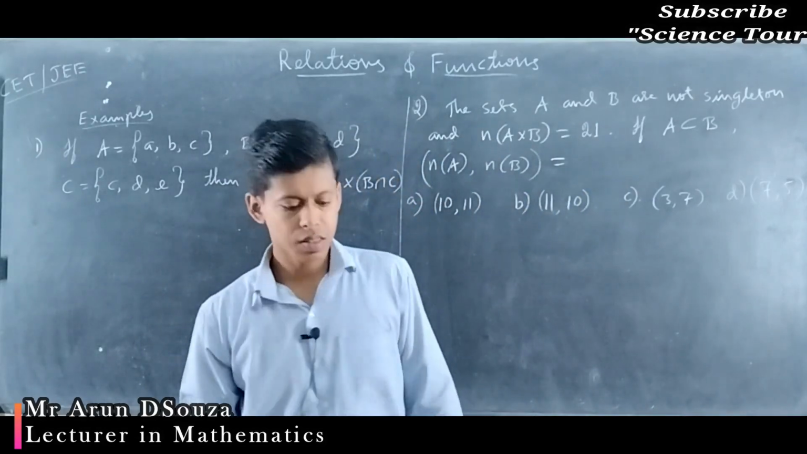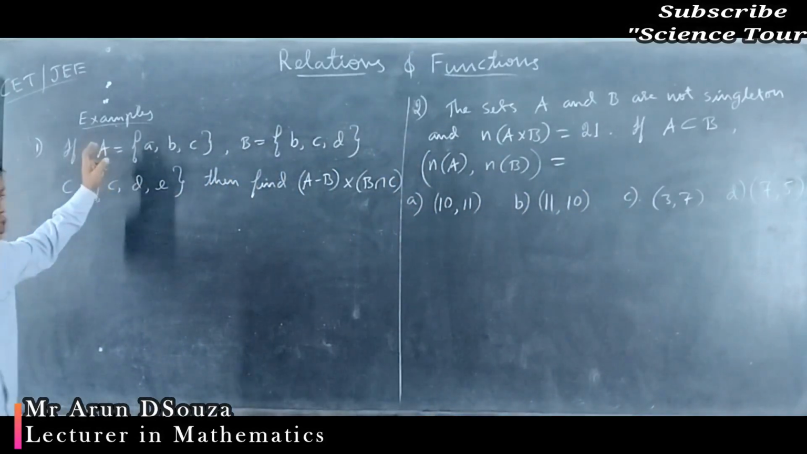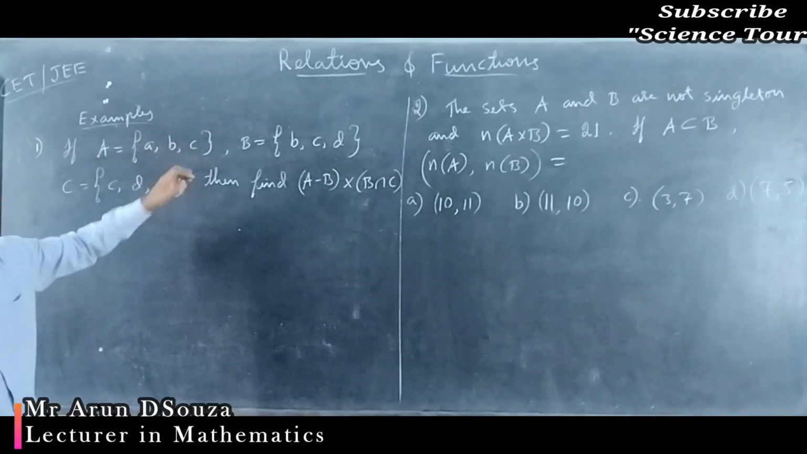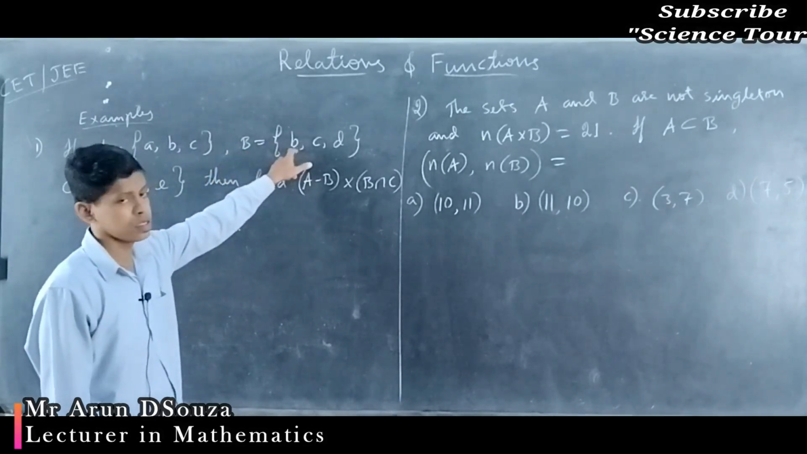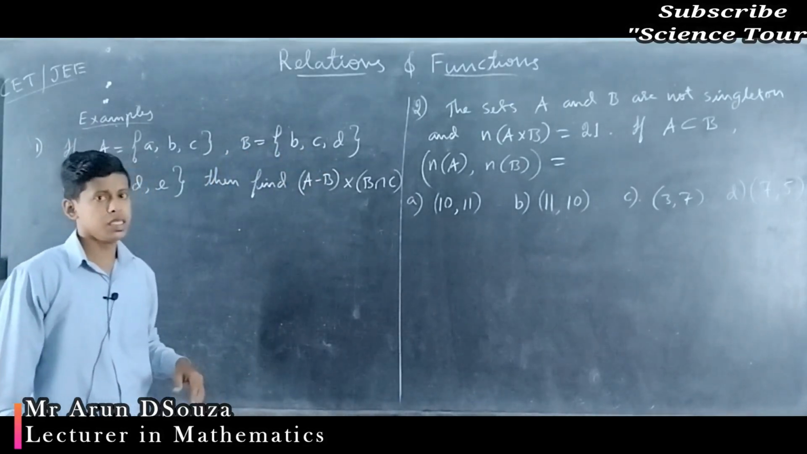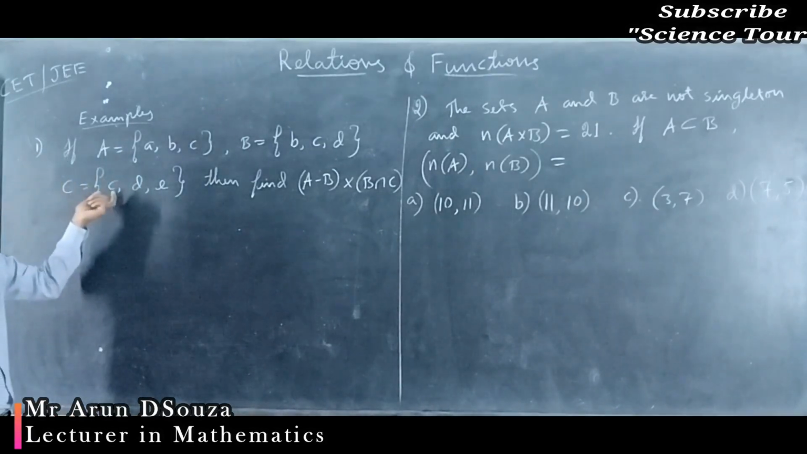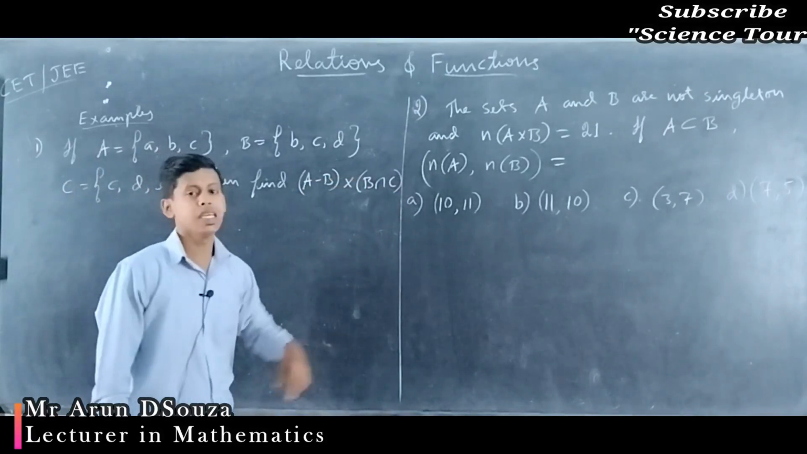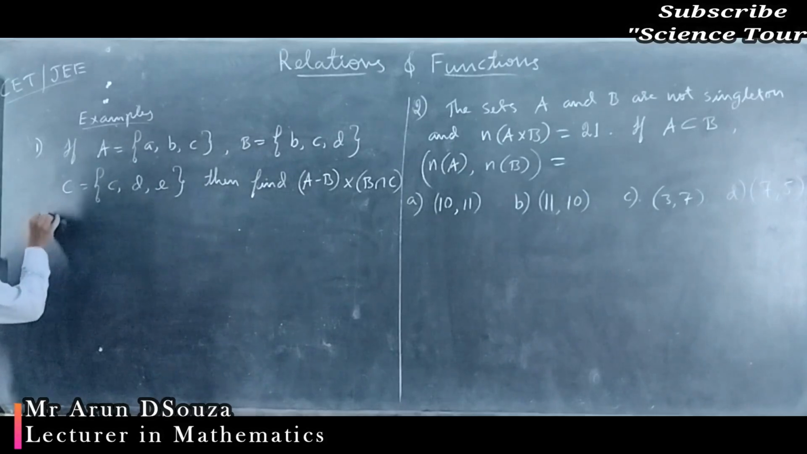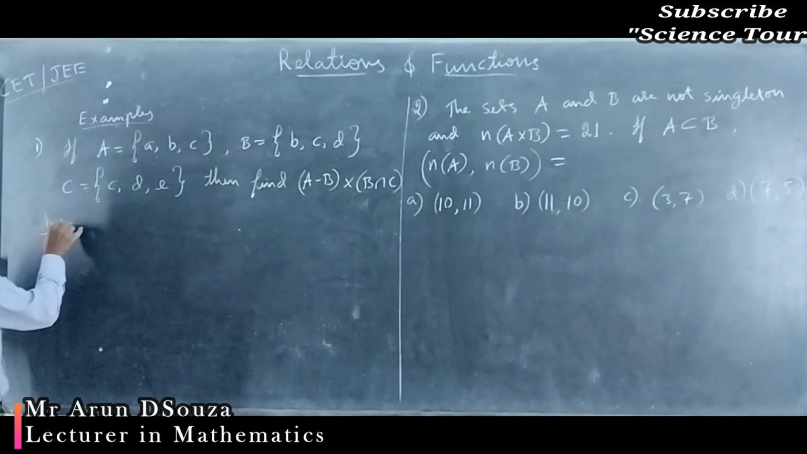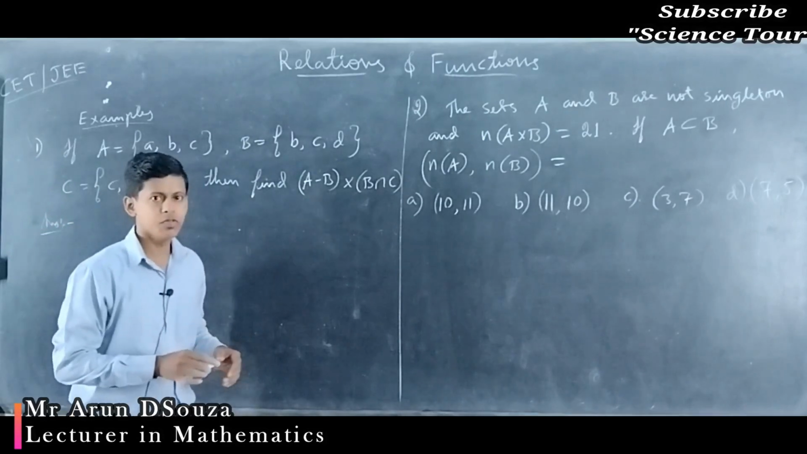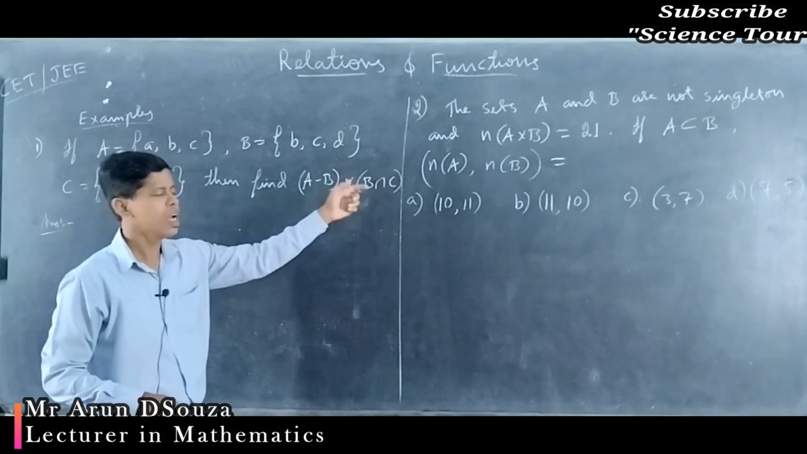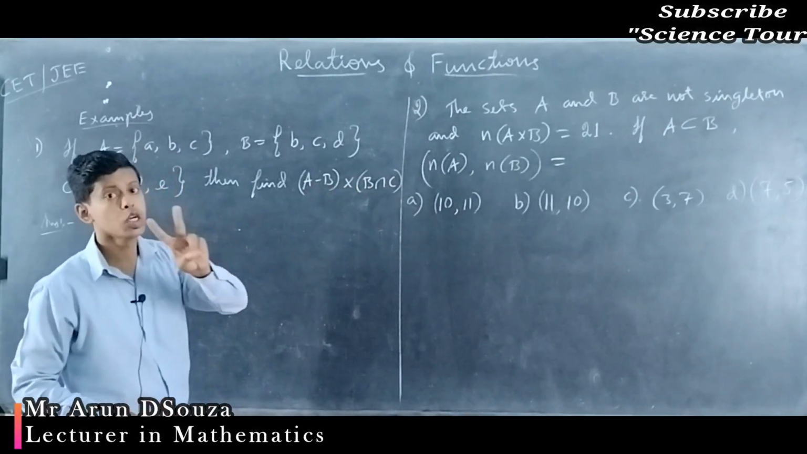Dear students, look at this example. You have the set A, containing the elements a, b and c, and the set B, the set of all b, c and d. And C is {c, d, e}. Then find (A minus B) cross (B intersection C). So let us solve this. What do we need to find first? We have to find A minus B, and then the set B intersection C, and then only we can find the cross product of those two sets.